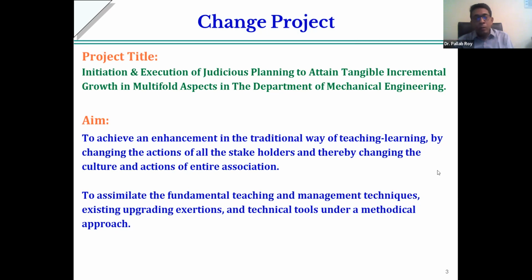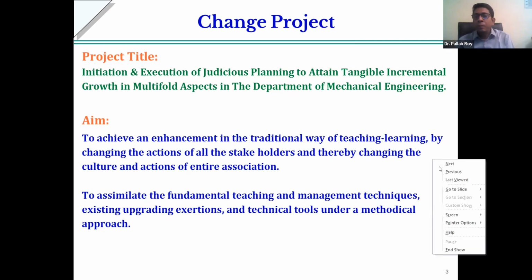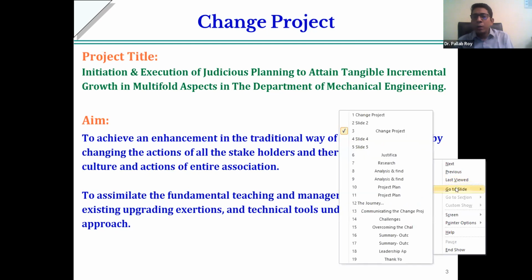To assimilate the fundamental teaching and management techniques, existing upgrading exertions and technical tools under a methodical approach. Now, how to judge whether the incremental growth is achieved or not? For that, some technical tools need to be applied. So this was the aim of this project. Moving on to the next slide.